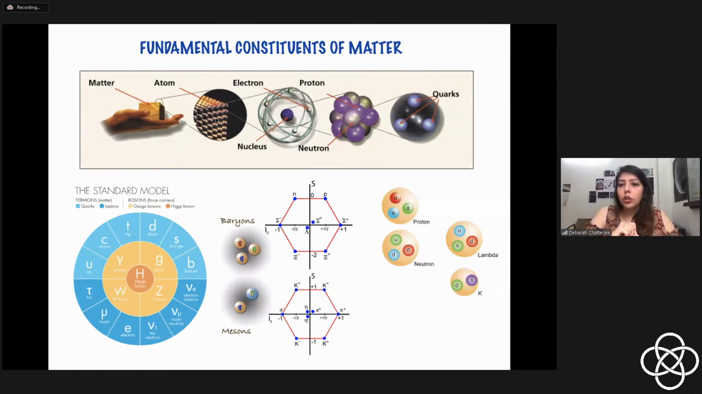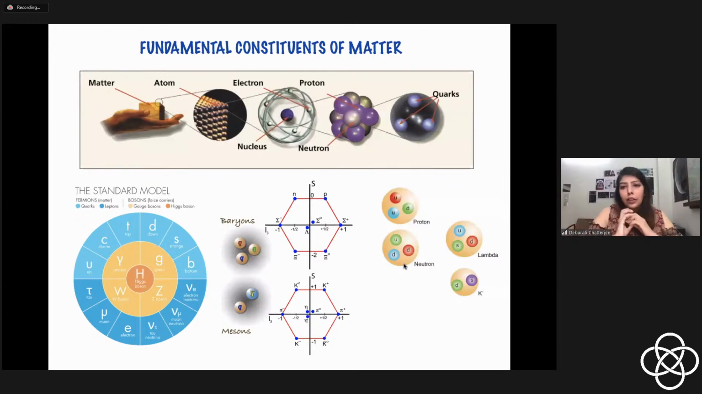sub-nuclear particles called quarks. You see here on the right, protons are made up of up and down quarks. There are 6 different types of quarks, and out of these, the lightest ones are up and down, and protons and neutrons are formed out of them. This is all we find in nature, because the particles in nature are not dense enough, so they can only be composed of up and down quarks.